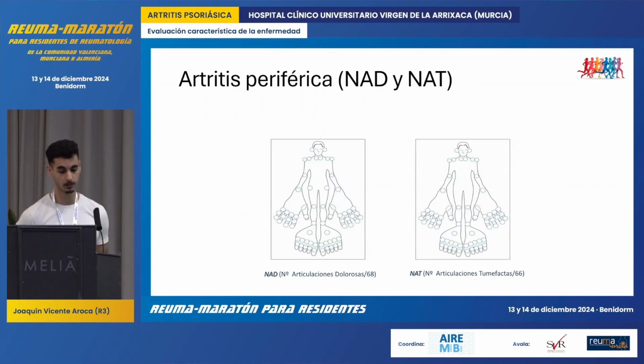Regarding the domain of peripheral arthritis, the two simplest measures are the number of tender joints, which is entirely subjective from the patient's perspective. That is documenting the number of joints the patient reports as painful, and then we have the number of swollen joints, which is more subjective, or at least still subjective. But from the physician's point of view, because it involves identifying how many of these joints are clearly inflamed.